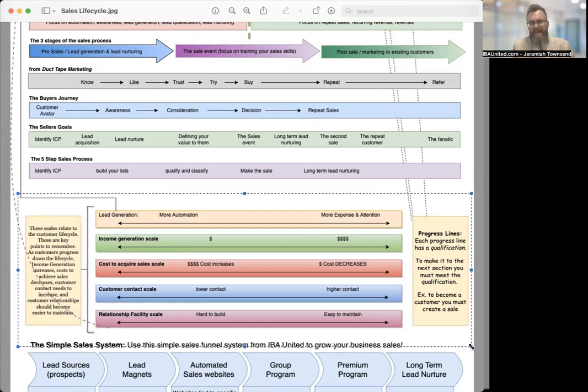Now, customer contact, when they are just a prospect or a lead, lower level of personal contact. I mean, personal contact, not group contacts, but personal contact. And as they work towards becoming a client, a multiple time client, and a high level client, it's a higher level of contact. So a lot more personal contact. Then on the relationship facility scale, it's actually very, very hard to find leads, to find prospects, to market to them. It's really hard.